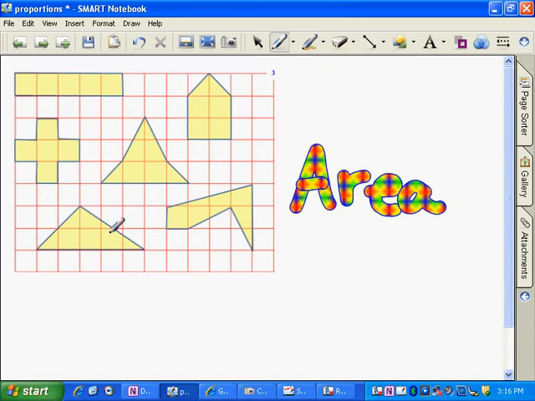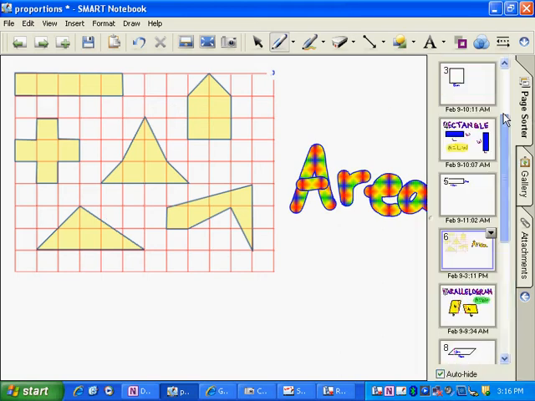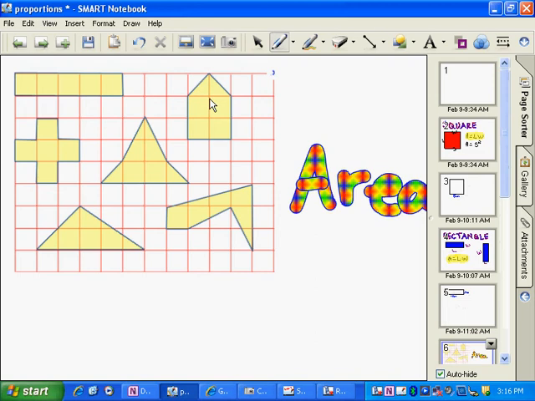Now there's a quick way. You can sit here like this and count the number of squares on the grid and add them up and things like that. That takes a little bit of time, and you're not always going to have grid paper. So there are actually formulas that you can use that can help you find the area of various shapes.